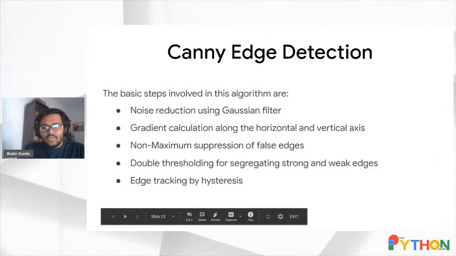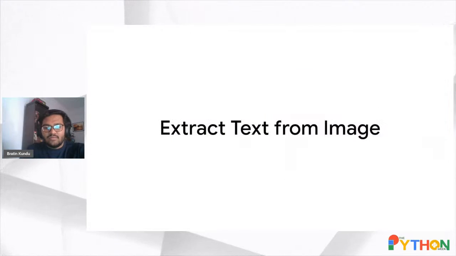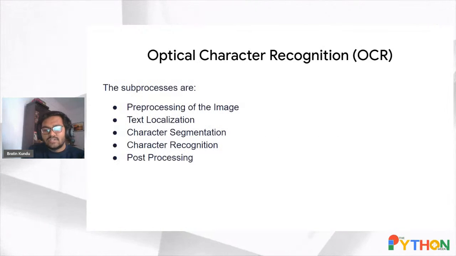And yeah, we are left with just one small part. So yeah, this was what we saw: the original image and grayscale image, and then the edge detection, right? The next and last part that we will be covering in this session is extracting text from images. And how we do this is by optical character recognition, that is OCR.